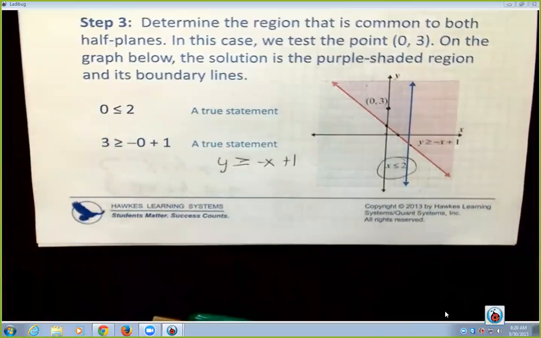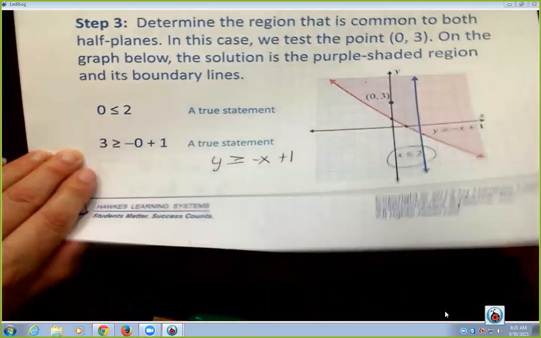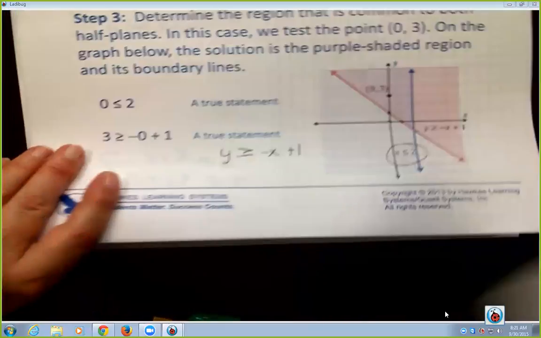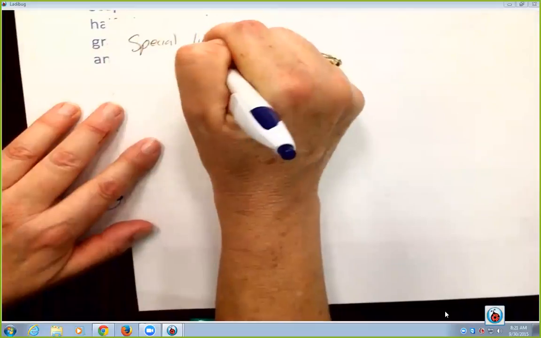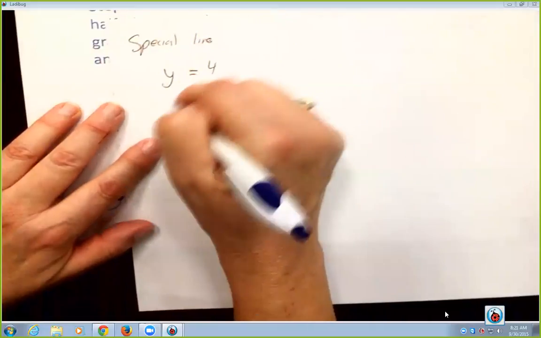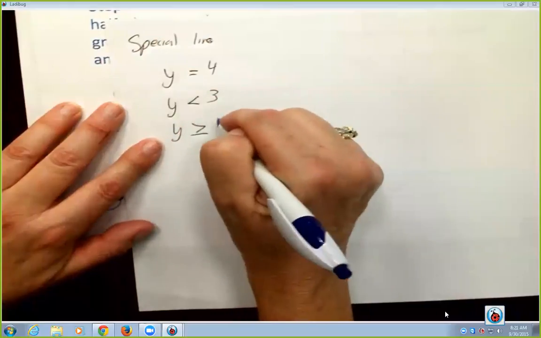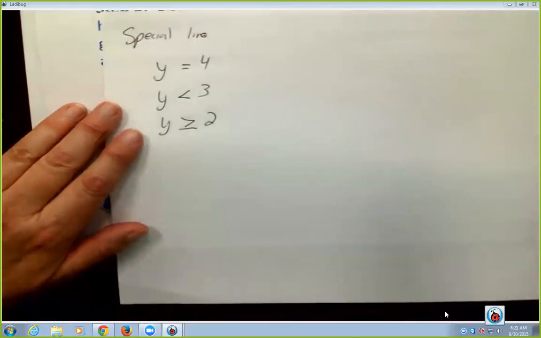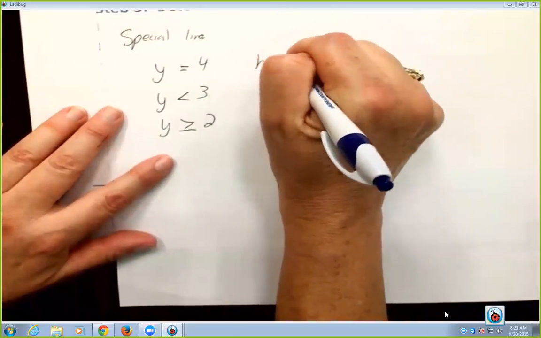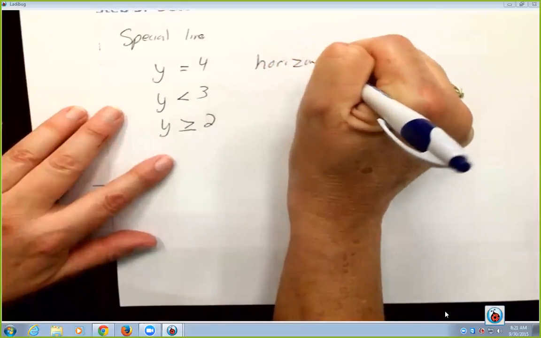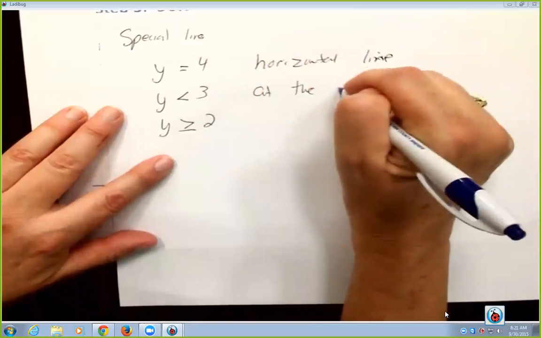The other special line that can fit into this is, on a blank sheet of paper here, y equals 4, or y is less than 3, or y is greater than or equal to 2. These are specials because these graph horizontal lines. So you get a horizontal line at the number.